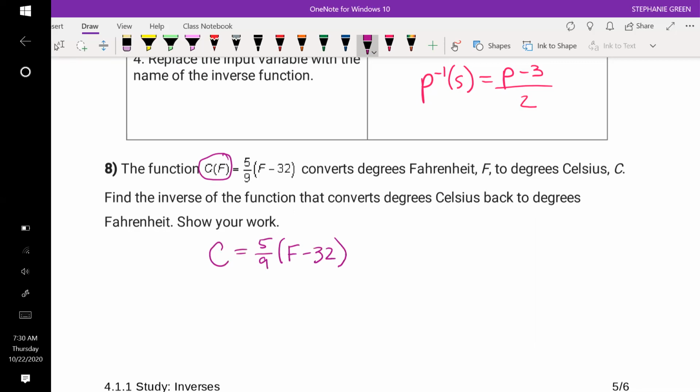And then we're going to isolate the F now. So the first thing I need to do to isolate the F is I need to get rid of this 5/9 that is outside of the parentheses. The opposite of multiplying by 5/9 would be to divide by 5/9. And remember, to divide by a fraction, you multiply it by the reciprocal, which is 9/5. So we're going to multiply both sides by 9/5, which is going to cancel those fractions out. So now we have 9/5 times Celsius equals F minus 32. And to undo subtraction, we just add to both sides.